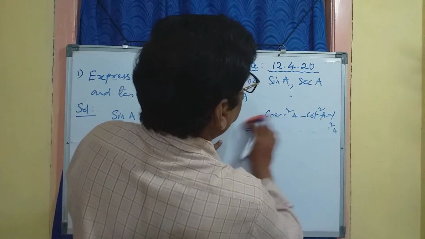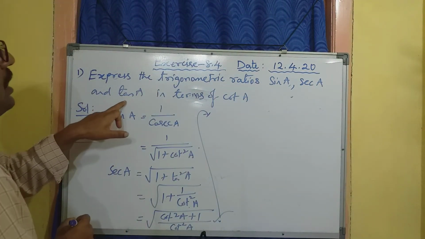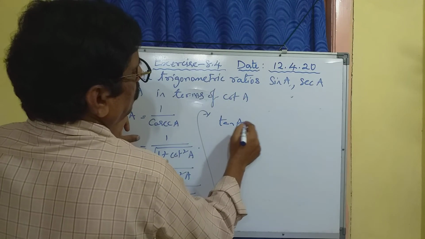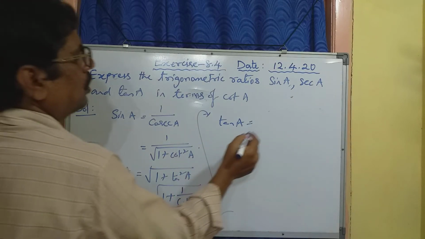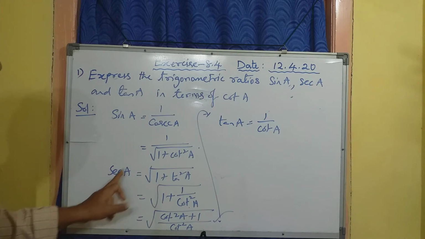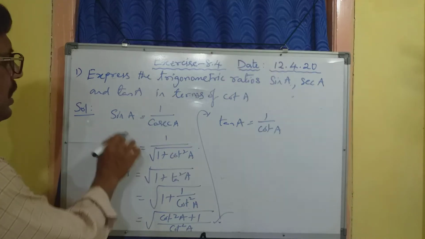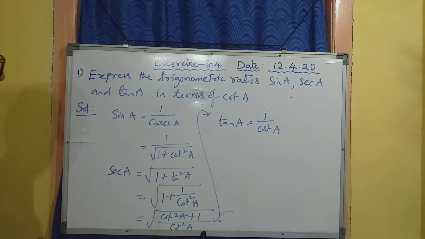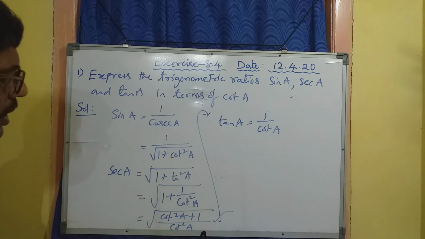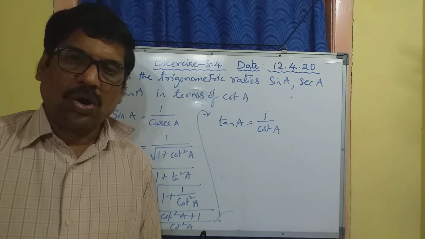Now, next. Tan A. Tan A we have to change into the terms of cot A. Now tan A, we know that tan is the reciprocal of cot. So tan A can be written as 1 by cot A. Now look at this, sin A, secant A and tan A. We have converted into the terms of cot A. So sin A is equal to 1 by root over 1 plus cot square A, and secant A can be written as root over 1 plus cot square A by cot A, and tan A can be written as 1 by cot A.